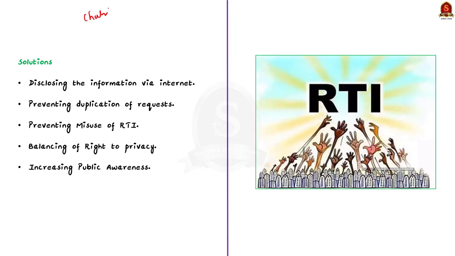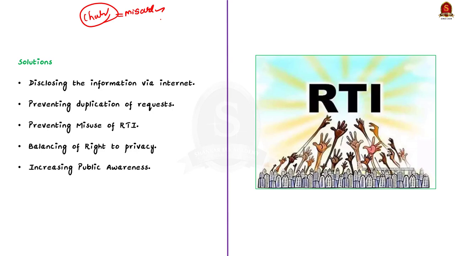The misuse of the RTI Act can have a number of negative consequences. It can divert the time of public servants and it will also adversely affect their work. It can also discourage public officials from being transparent and accountable. These are some of the challenges in the implementation of the Right to Information Act. Now, what can be done to overcome these challenges?